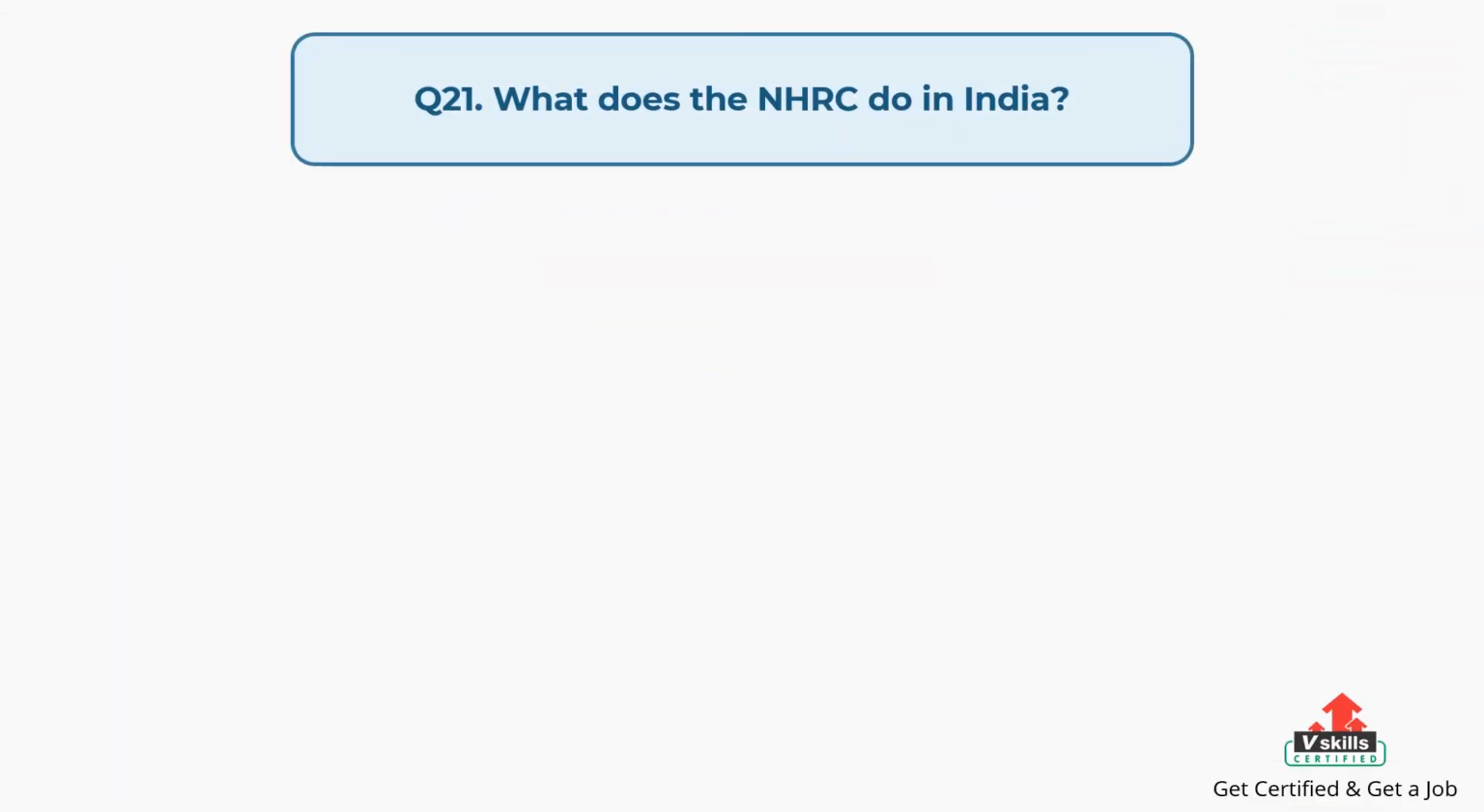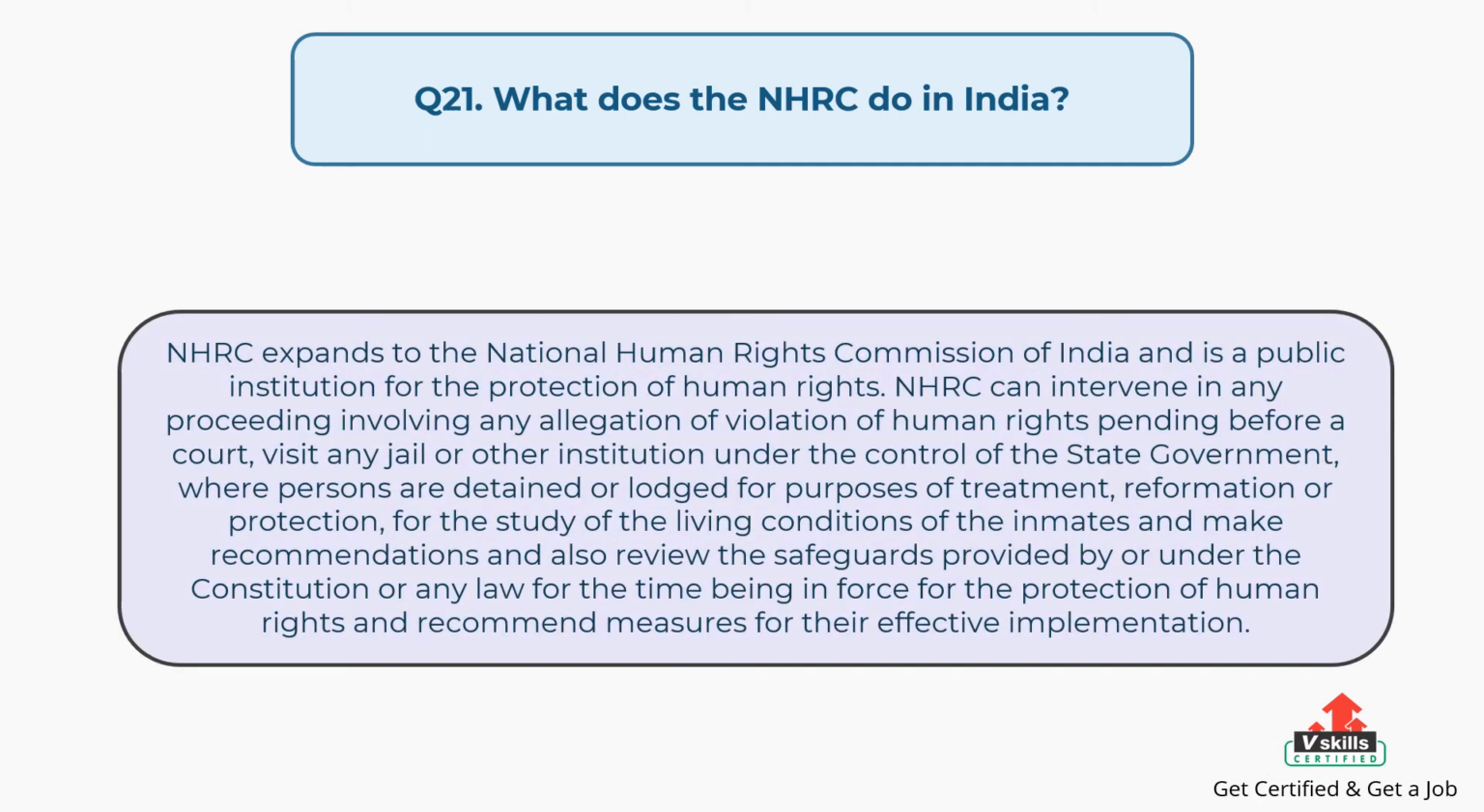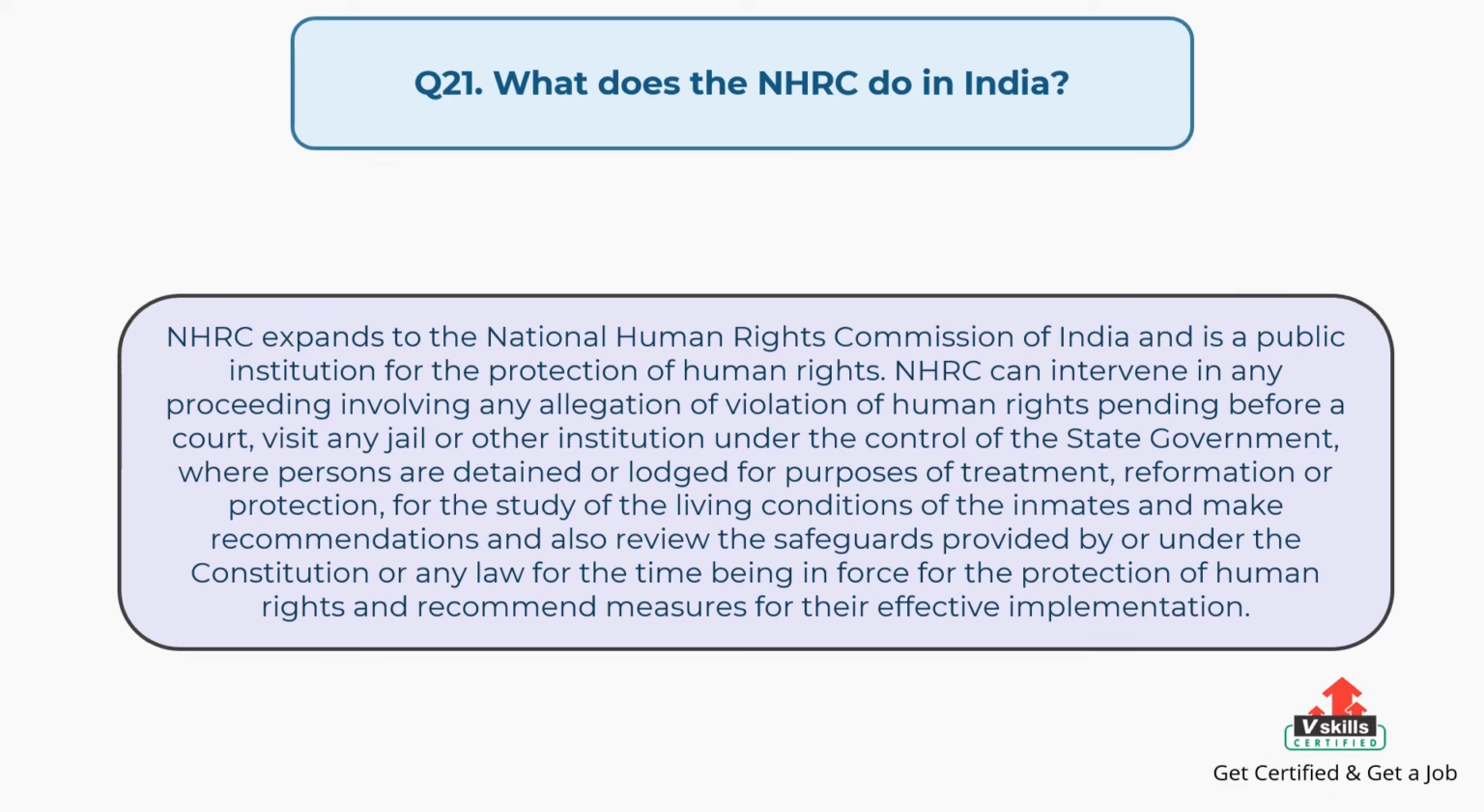Question number 21. What does the NHRC do in India? The answer is: NHRC expands to the National Human Rights Commission of India and is a public institution for the protection of human rights. NHRC can intervene in any proceeding involving any allegation of violation of human rights pending before a court, visit any jail or other institution under the control of the state government, where persons are detained or lodged for purposes of treatment, reformation or protection, for the study of the living conditions of the inmates, and make recommendations and also review the safeguards provided by or under the Constitution or any law for the time being in force for the protection of human rights, and recommend measures for their effective implementation.